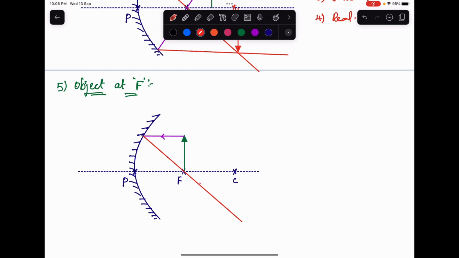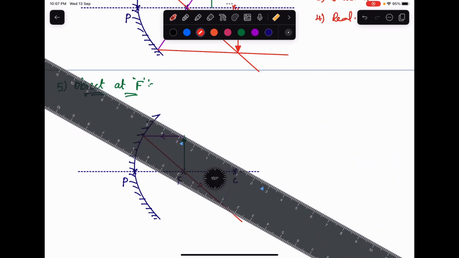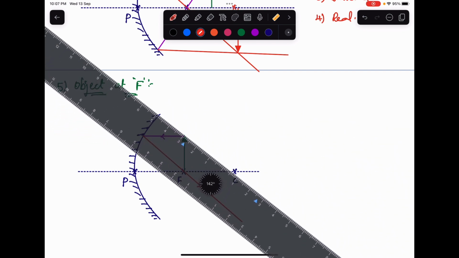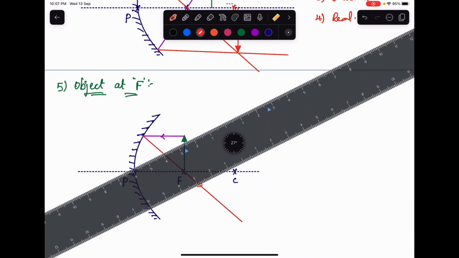Done. It has been passing through focus. Now you can employ either rule number 3 or rule number 4. Any of the rules you can just take. If you want to take rule number 3, you must be very careful like this. See, the light ray passing through the center of curvature, like this you have to take. So this is rule number 3 you will be assuming. If not, rule number 4 I can use.